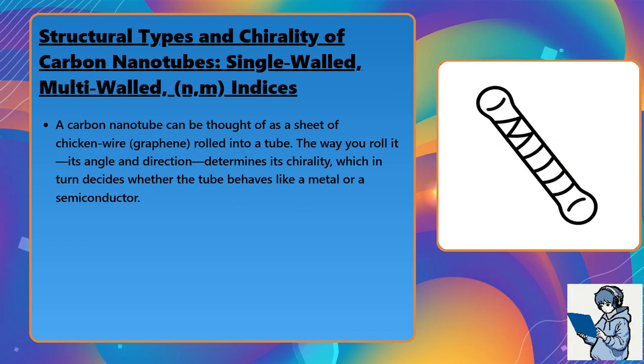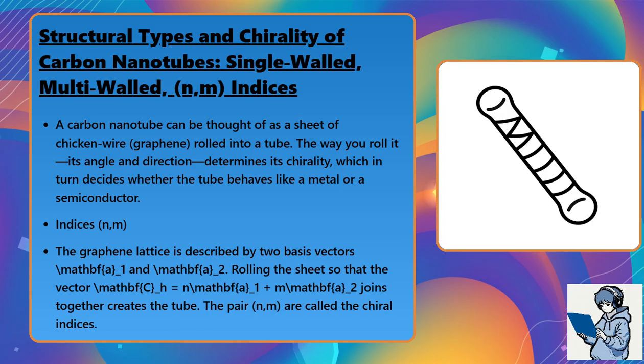A carbon nanotube can be thought of as a sheet of chicken wire, graphene, rolled into a tube. The way you roll it, its angle and direction, determines its chirality, which in turn decides whether the tube behaves like a metal or a semiconductor. Indices (N,M). The graphene lattice is described by two basis vectors, a1 and a2.